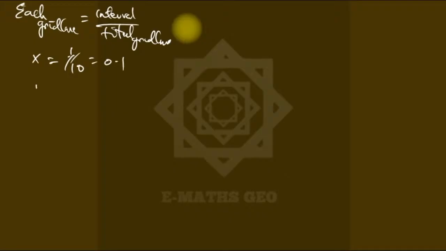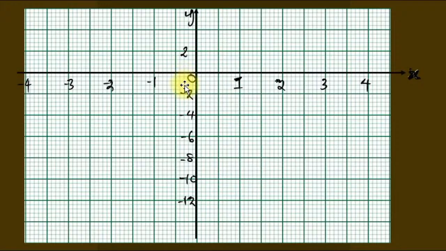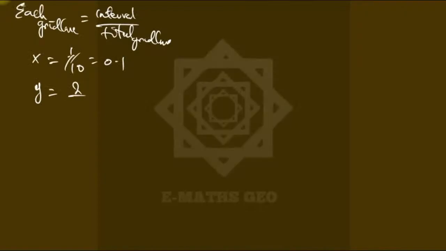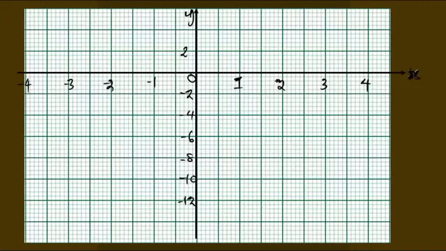For y, we are moving in 2s. So we have 2 over 5, so each of them will be 0.4. That's each minor grid line, 0.4. Those are the small lines.